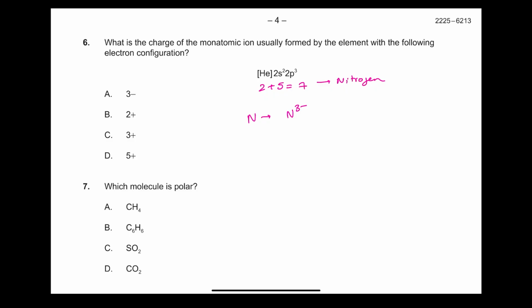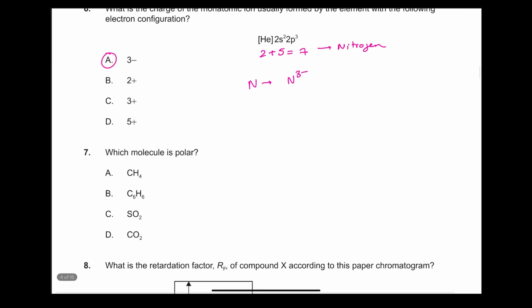You'll never see nitrogen forming an N plus 5 ion. Nitrogen generally gains 3 electrons to form N3 minus, which is the nitride ion. So the answer would be option A. And nitrogen is also a non-metal, so it'll accept electrons, not donate electrons.